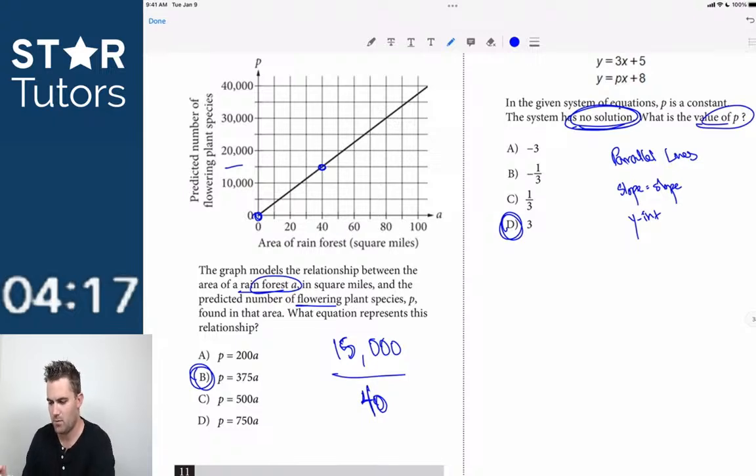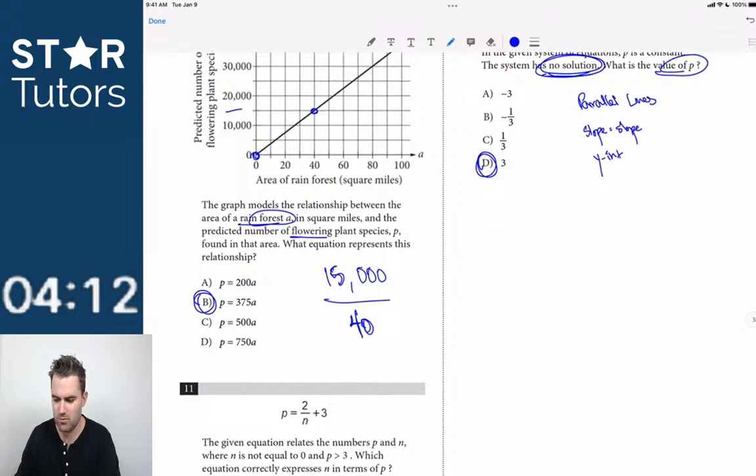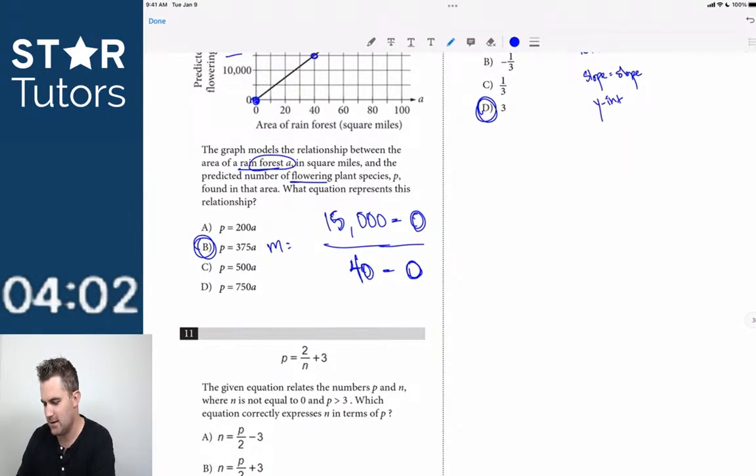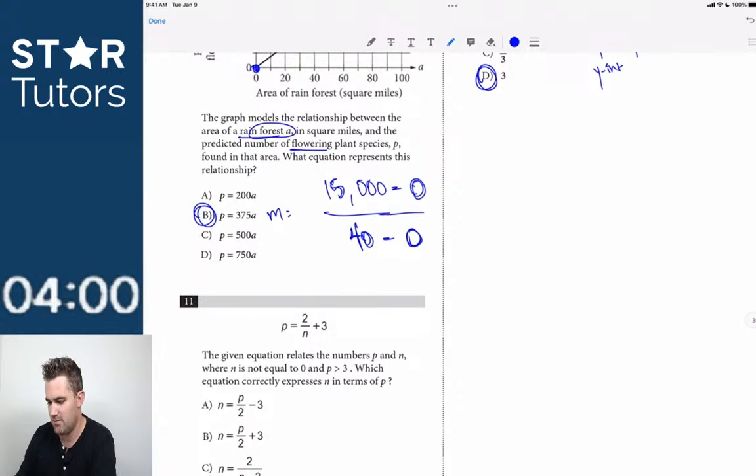We're just looking for the slope. Does everybody see that one on number 10? Everybody good with that? We're just looking for the slope. So this is the slope: m equals 15,000 minus 0 over 40 minus 0. I used those 2 points. I think that should be 375 if my math is correct.